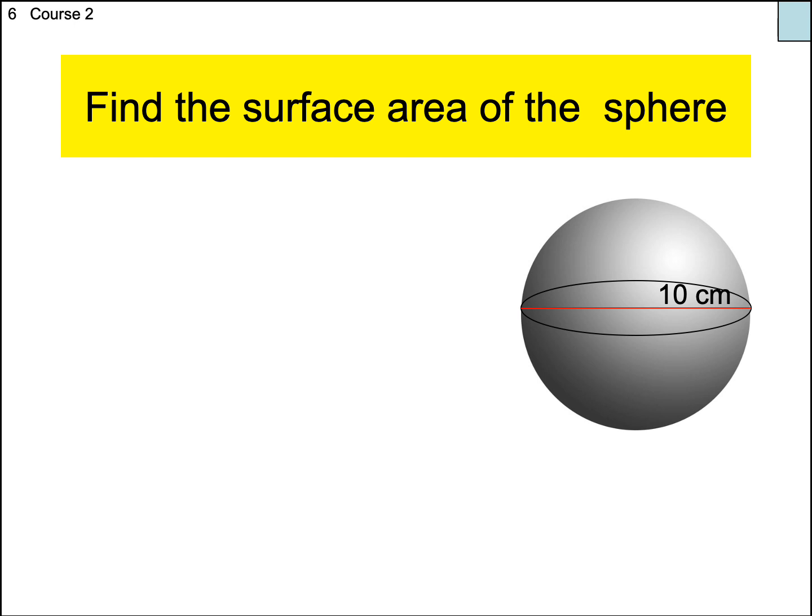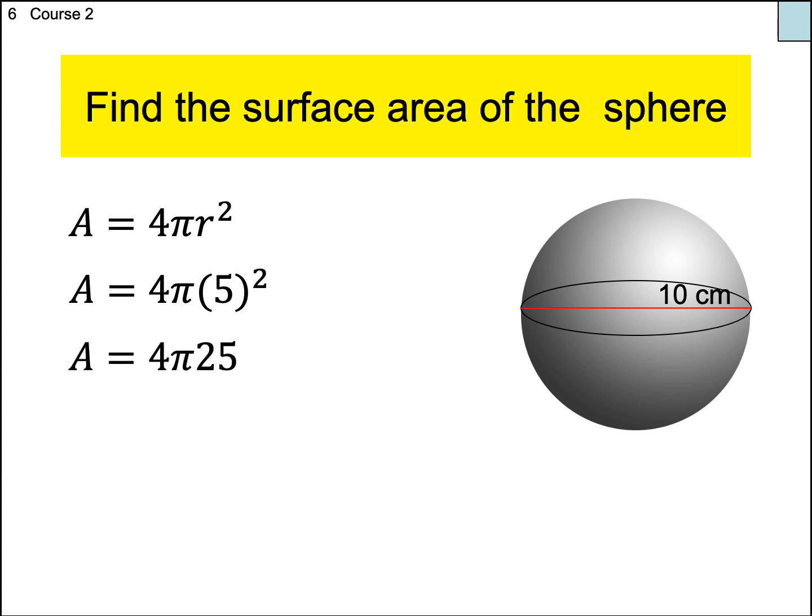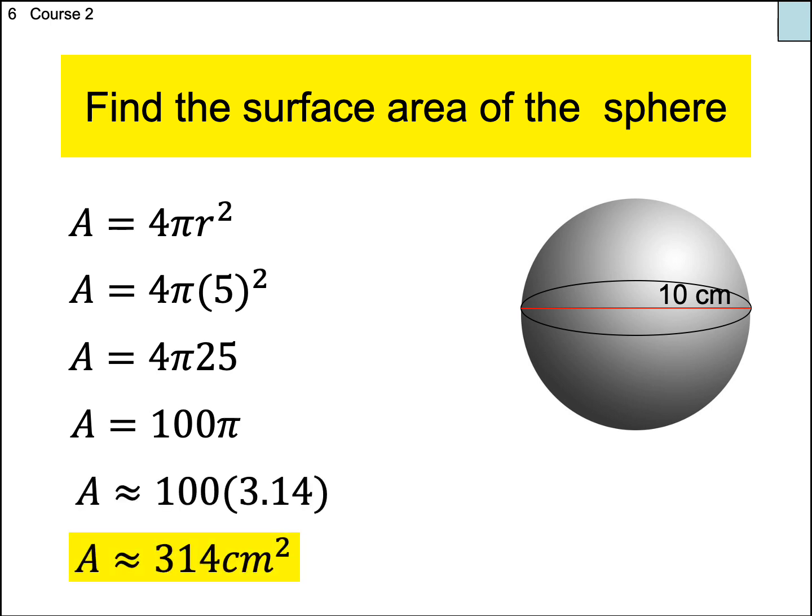All right, let's see if you got it right. Well, the trick here is to know that that is not a radius, that is a diameter. The formula is 4 pi r squared. The radius is 5. Why? Because it's half of 10. 5 squared is 25. 25 times 4 is 100. And 100 times pi, about 3.14, that's 314, sorry. So 314 square centimeters.